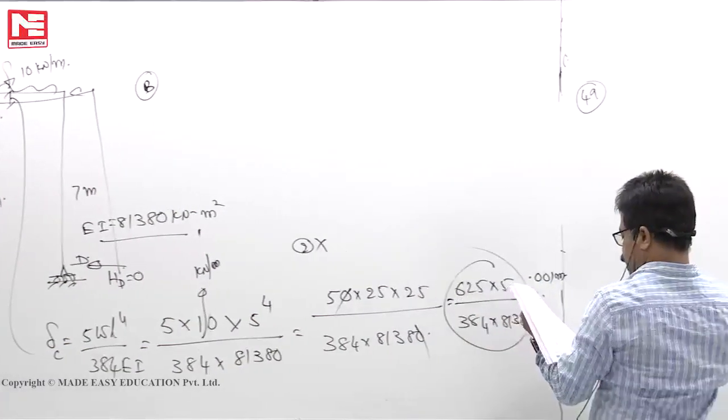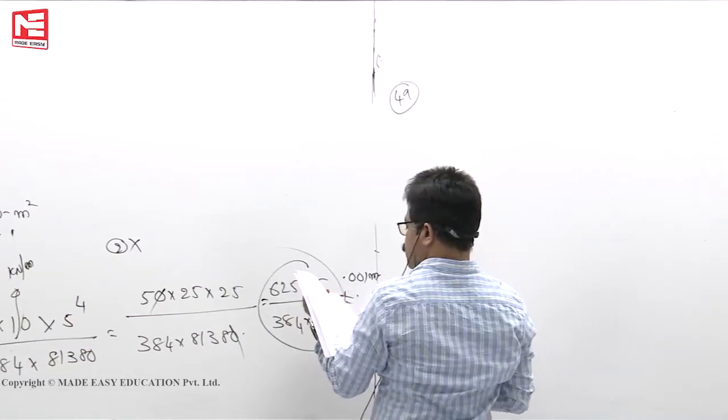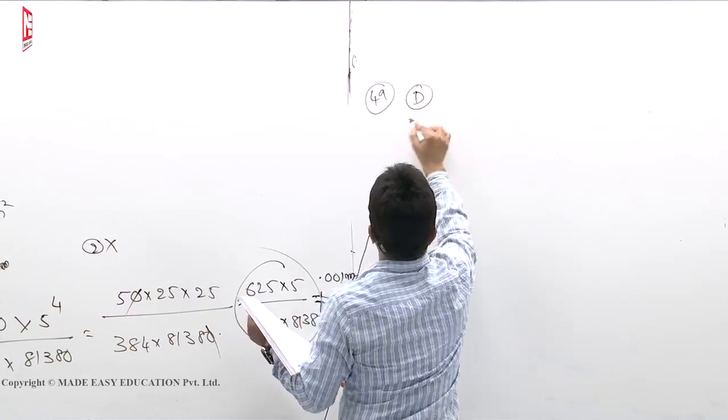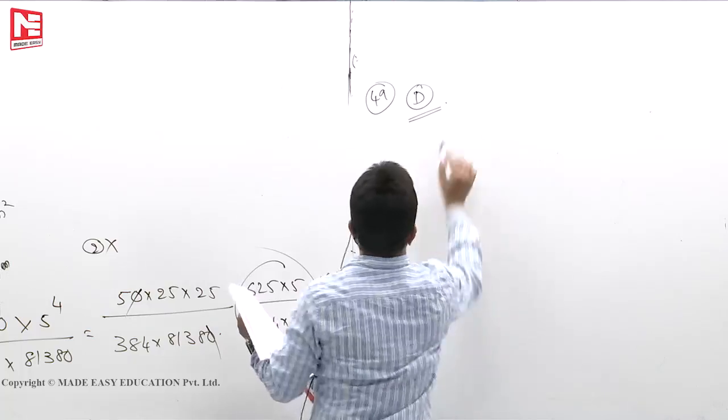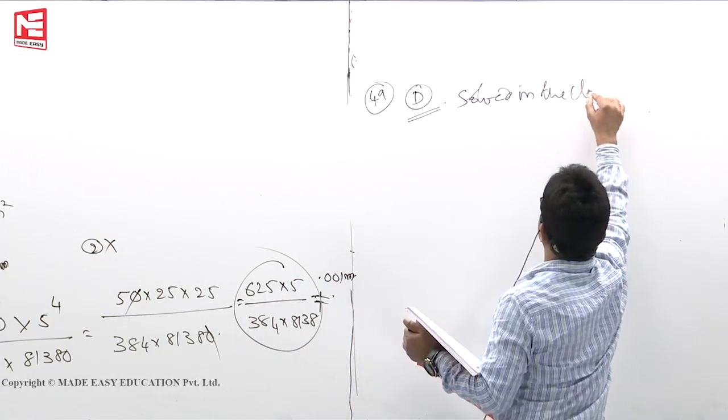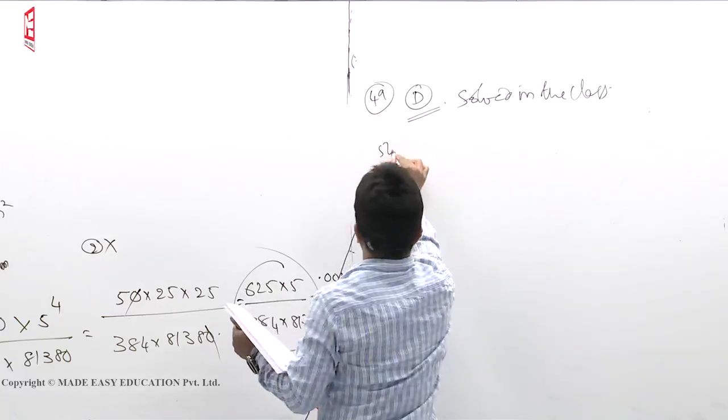This I think we have solved in the class. What is the horizontal reaction at support A? 49 is D. This is solved in the class. 50.